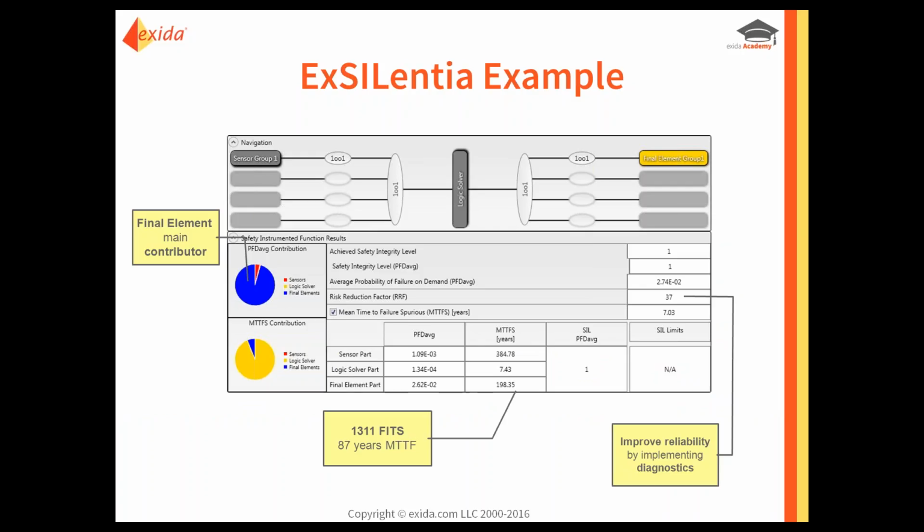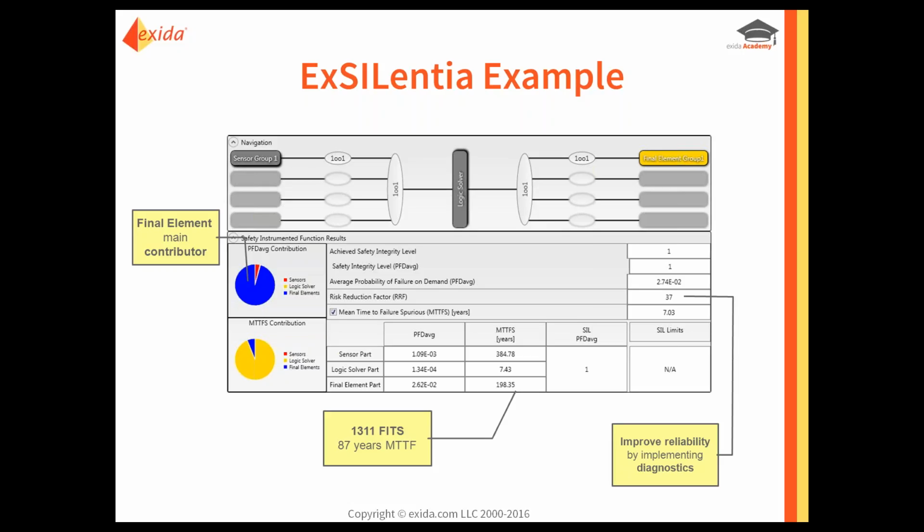So this is a screenshot of Excellentia, and I just wanted to quickly show you what some advanced modeling would look like and what can be found with advanced modeling. As you can see, we break a SIF down into a sensor, a logic solver, and a final element group. We are able to then see the PFD average for each of those groups, the mean time to fail safe in years, the SIL level of the PFD average shown, the lowest one, and if there's any SIL limits. We also are able to look at the risk reduction this SIF would contribute, along with what the main contributors of the PFD and the mean time to fail safe are.